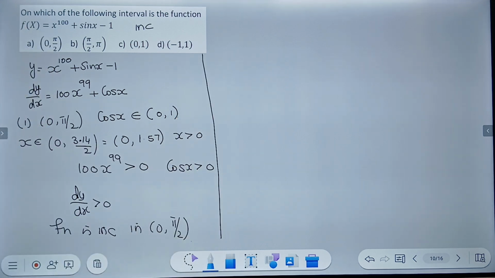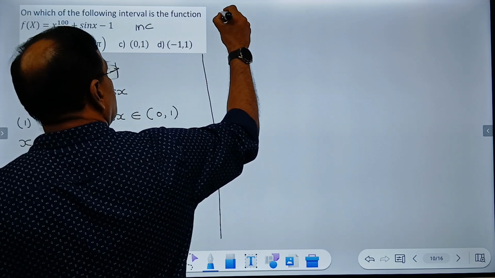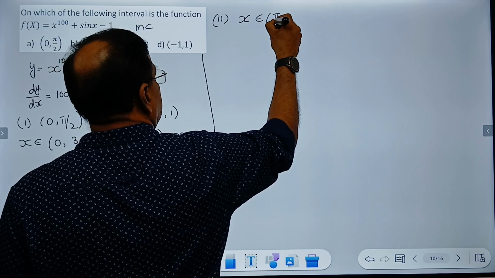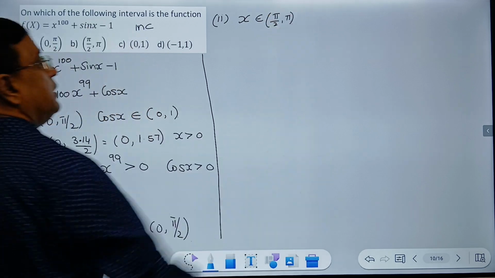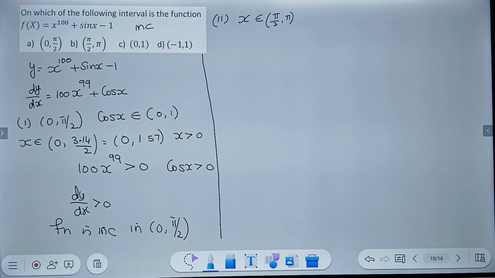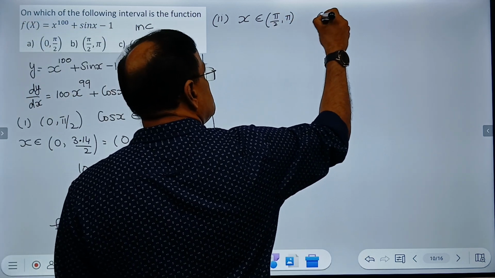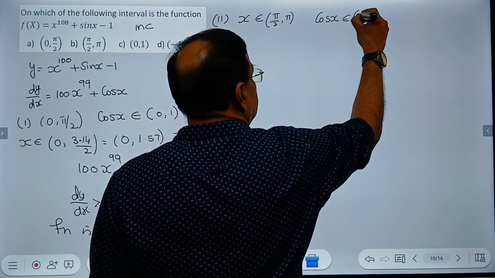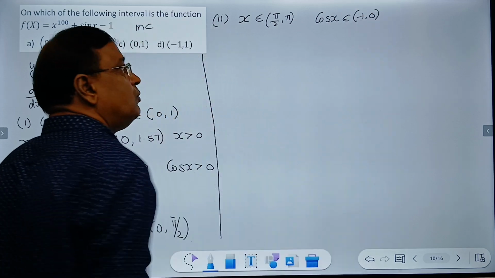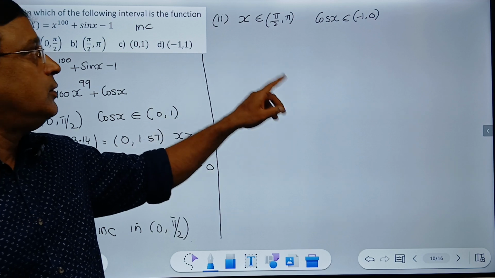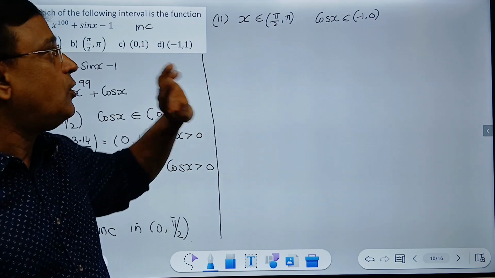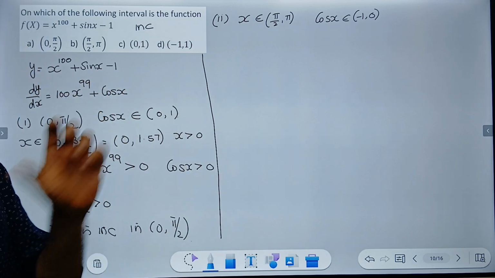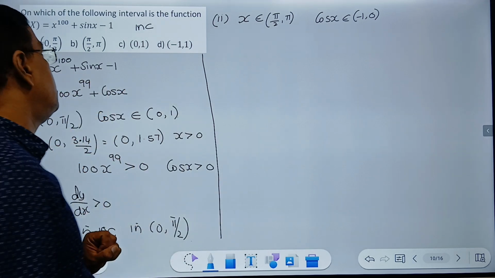Now let's go to the second subdivision. What is my second subdivision? x belongs to pi by 2 comma pi. That means the second quadrant, where cos is always negative. But it is not a huge negative number. It is a very small negative number, from -1 to 0. So cos will always lie between -1 and 0.